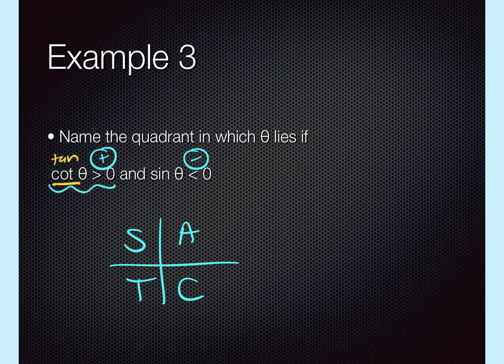So tangent is positive in the first quadrant and the third quadrant, which is where cotangent is also positive. But from there, which of those has a sine that's negative? The third quadrant. So the answer is just quadrant 3. Sometimes there's more than one quadrant that could answer it, but this one, it has to be both. Still with me? Yes? Questions?